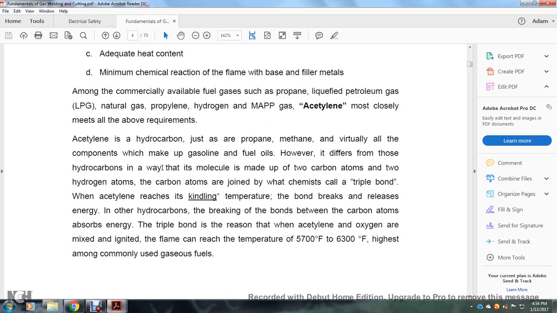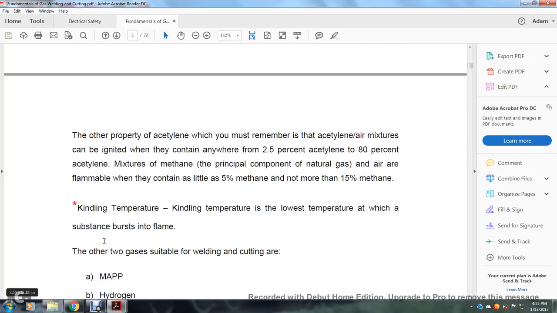Acetylene is a hydrocarbon, just like propane and methane, virtually all the components that make up gasoline and fuel oils. However, it differs from those hydrocarbons in that the molecule is made of 2 carbon atoms and 2 hydrogen atoms, and the carbon atoms are joined by what chemists call a triple bond. When acetylene reaches the kindling temperature, the bond breaks and releases energy. In other hydrocarbons, the breaking of the bonds between carbon atoms absorbs energy. The triple bond is the reason acetylene and oxygen mixed and ignited produce a flame that can reach temperatures of 5700 to 6300 degrees, the highest temperature among all the gas fuels.